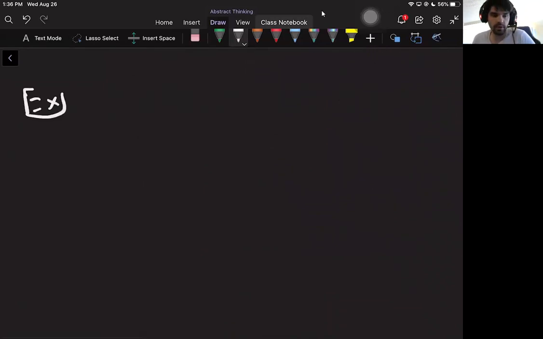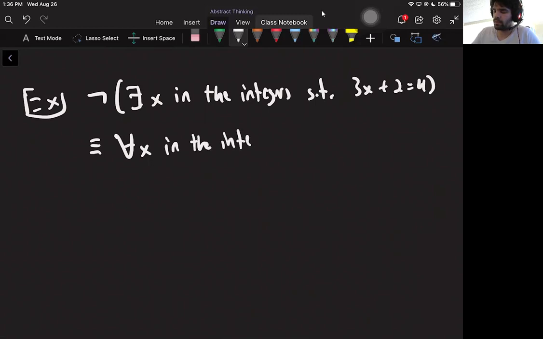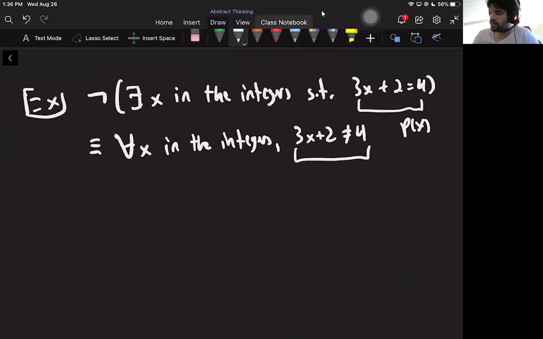But I guess I should give you one more example first. So if I say the negation of there exists an x in the integers such that 3x plus 2 equals 4, that's equivalent to saying that no matter what x I use in the integers, it will not solve 3x plus 2 equals 4, meaning that 3x plus 2 will not equal 4. So this is p of x, and this is how you negate p of x. This is how you say it's not true.